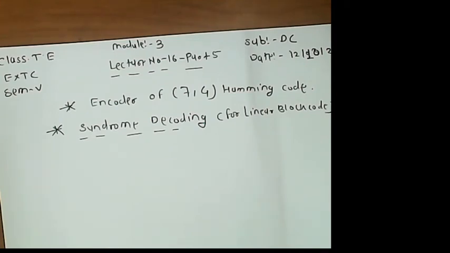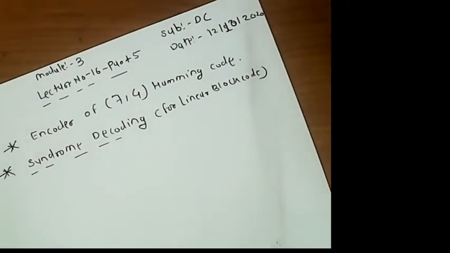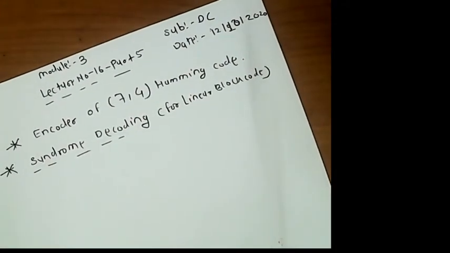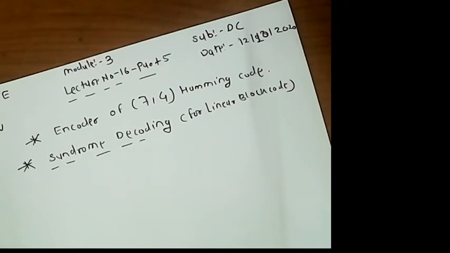So today I am introducing the encoder of the 7,4 Hamming code and syndrome decoding for the linear block codes. Mostly, encoding is a process where we add some bits for secure transmission, that is called encoding, and it is done at the transmitter side.